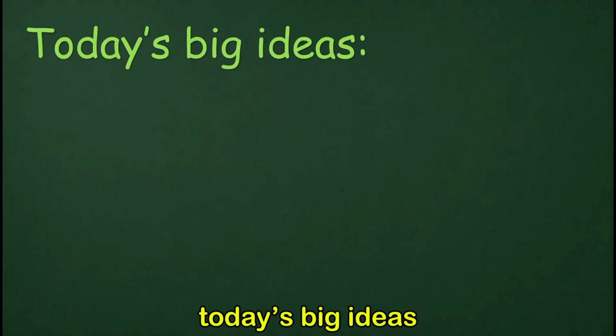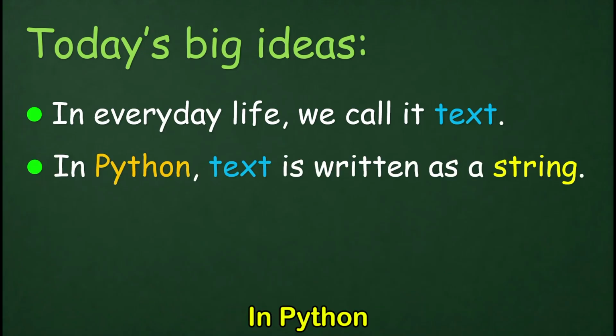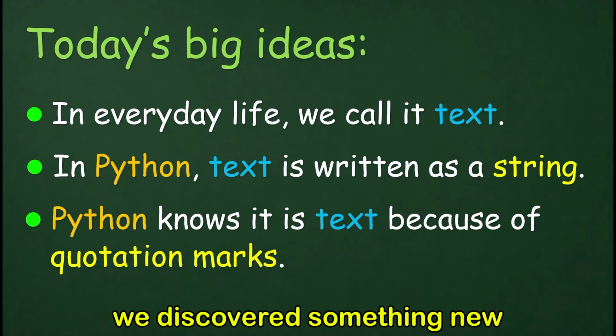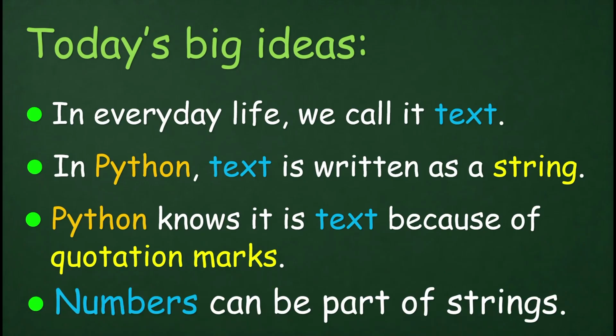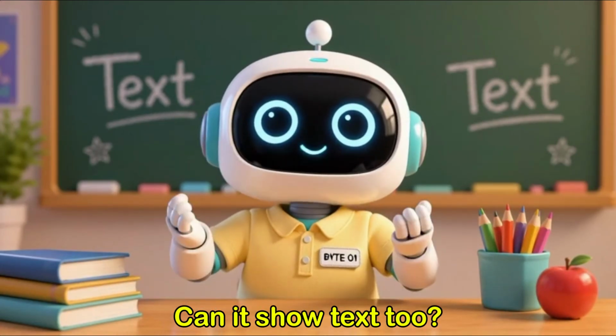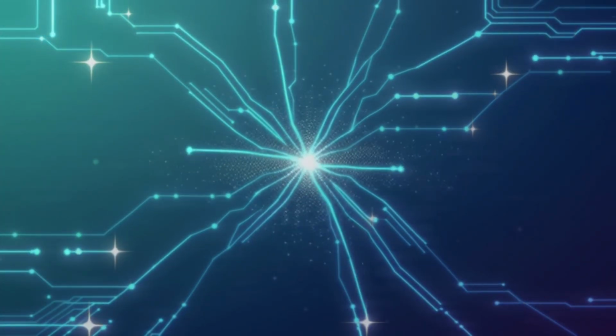So here are today's big ideas. In everyday life, we call it text. In Python, text is written as a string, and Python knows it is text because of quotation marks. And today we discovered something new. Numbers can be part of strings too. That's how Python begins reading our words. And that is another important part of the first step behind tools like ChatGPT. But now that Python can recognize text, can it show text too? In the next lesson, we'll find out.